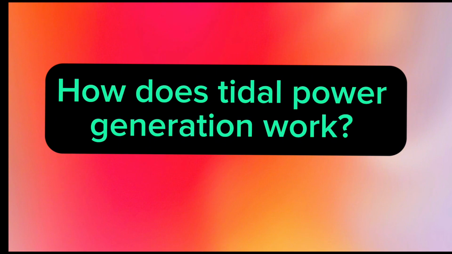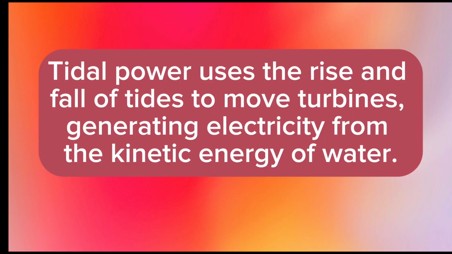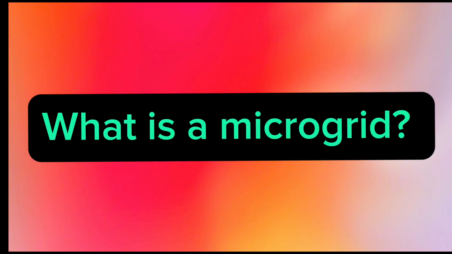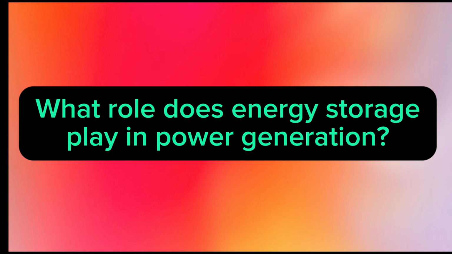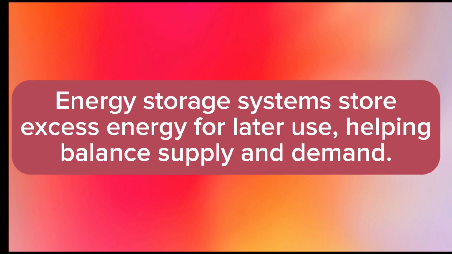How does tidal power generation work? Tidal power uses the rise and fall of tides to move turbines, generating electricity from the kinetic energy of water. What is a microgrid? A microgrid is a localized power system that can operate independently or in connection with the main grid. What role does energy storage play in power generation? Energy storage systems store excess energy for later use, helping balance supply and demand.